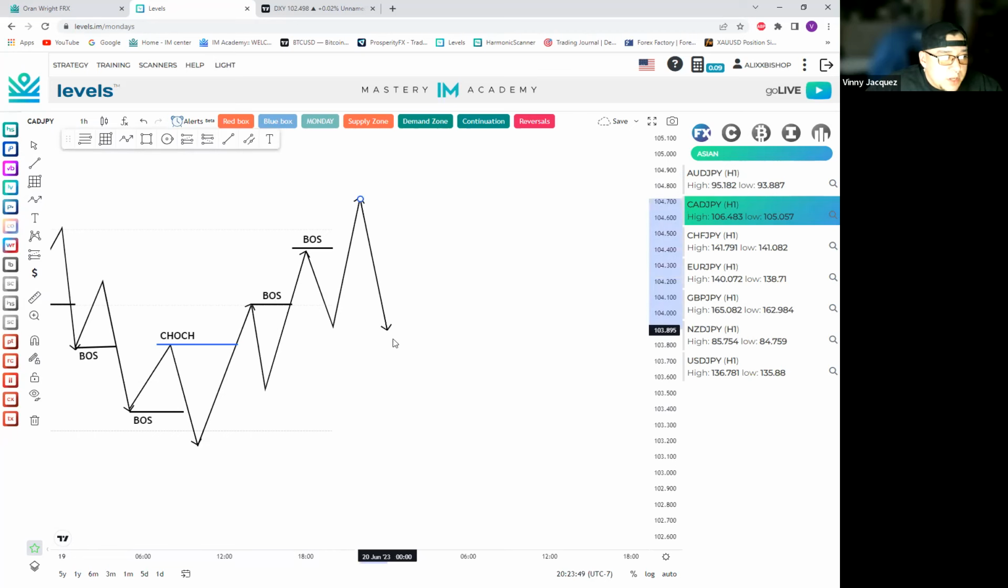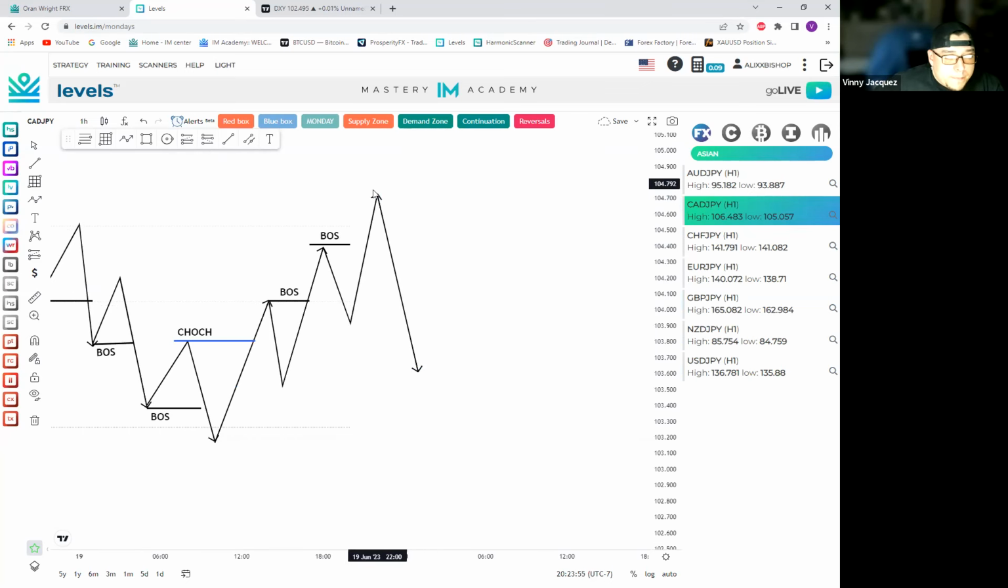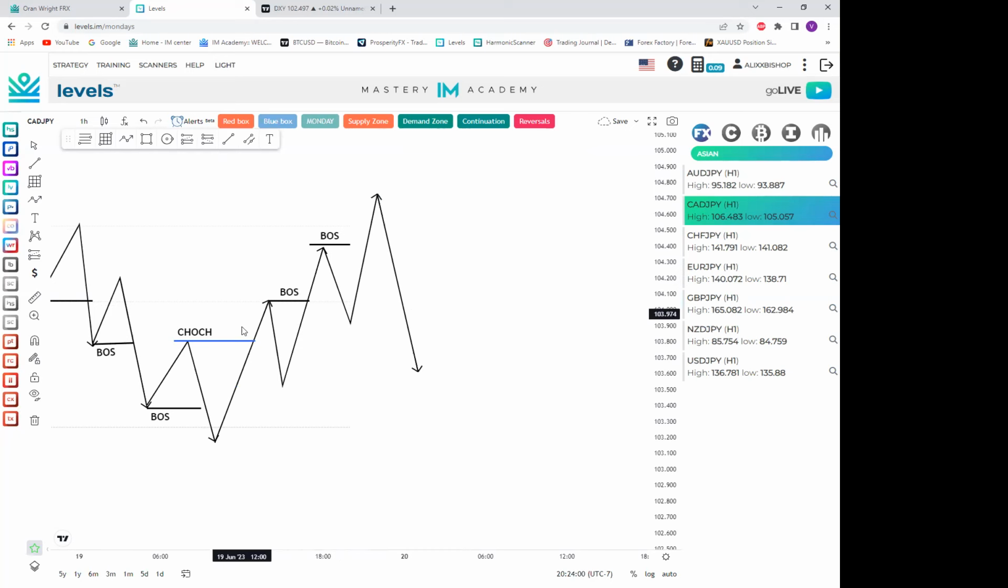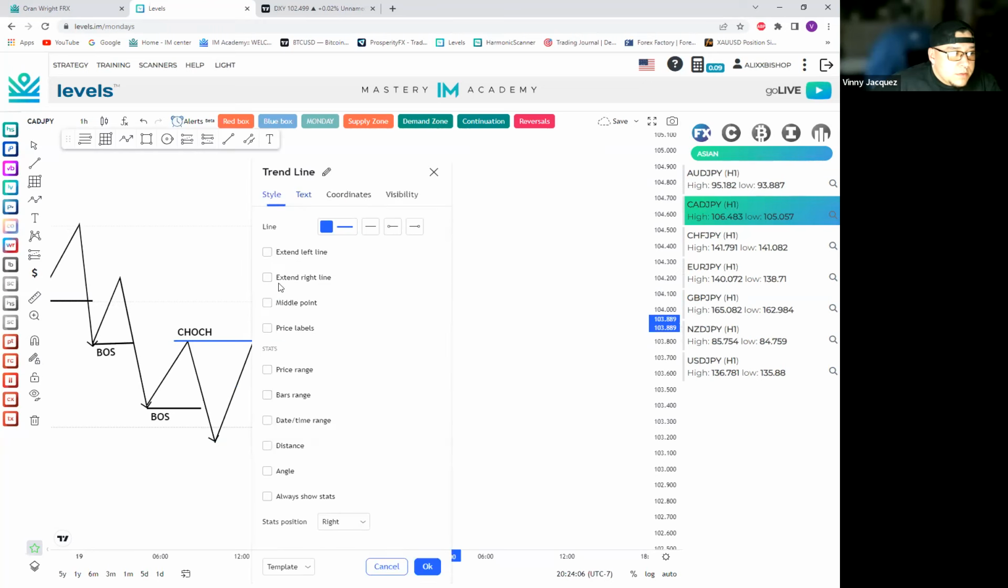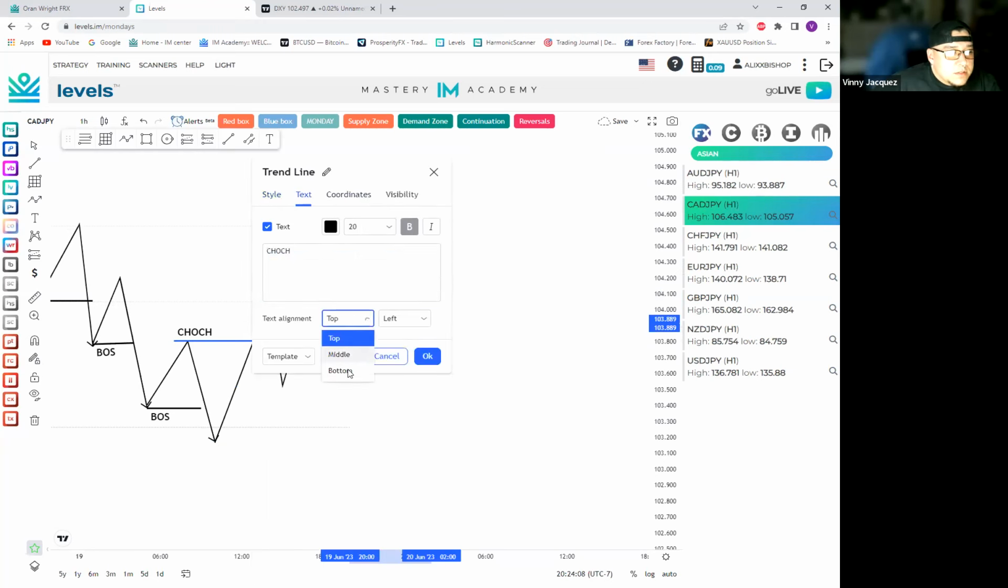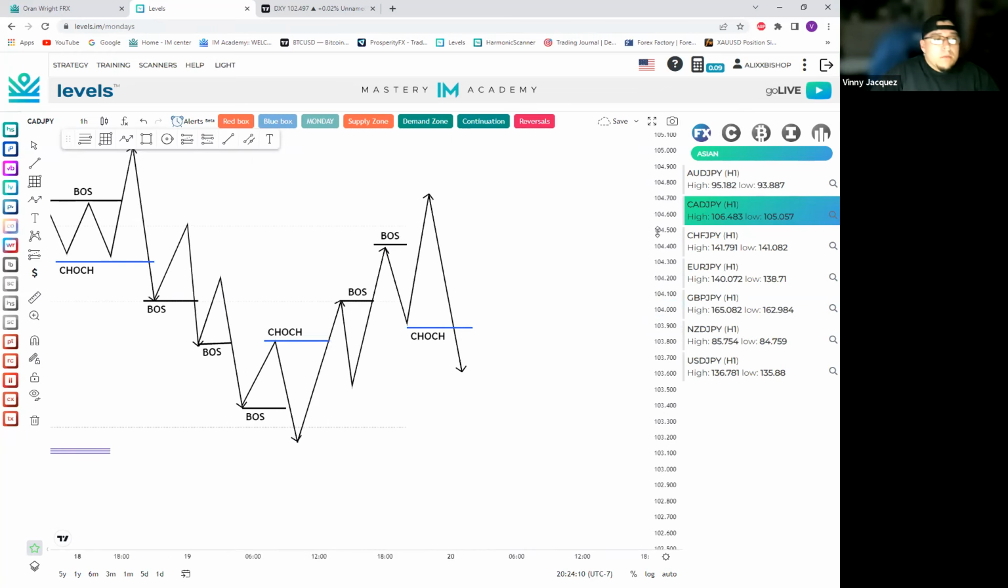Let's say market breaks below this zone here. What do we have? Is it a break of structure or a change of character? Change of character. Yes. Let's get it. Oh my goodness. Bottom. Boom.